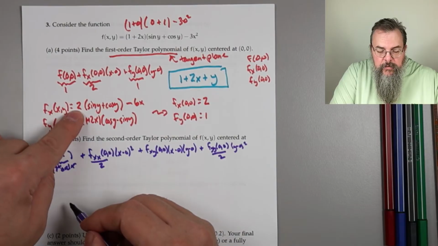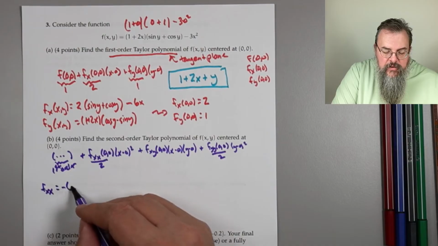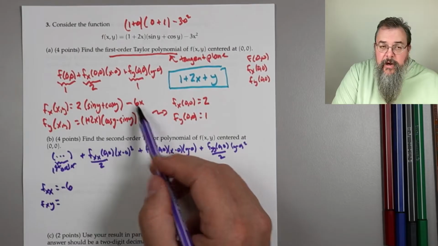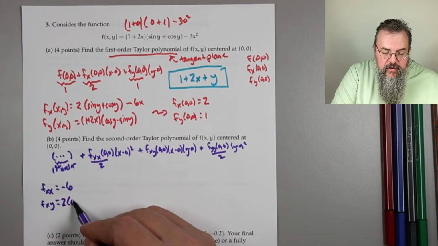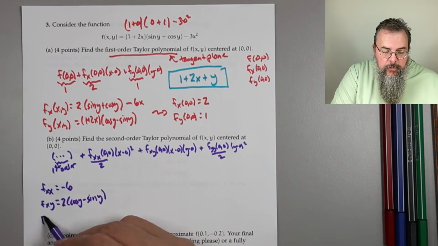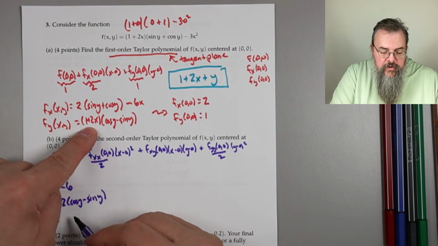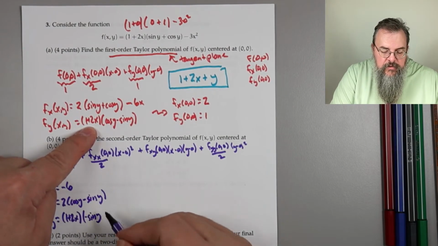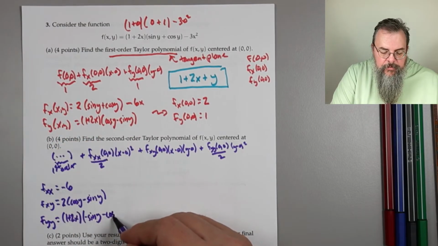fxx. All right, well, that doesn't have any x's, so we have a negative 6. fxy. All right, that minus 6x is going to go away, so we have 2. Derivative of sine is cosine y. Derivative of cosine is negative sine y. And then fyy, well, what will that be? Well, 1 plus 2x is a constant. And then derivative of cosine is negative sine. Derivative of sine is cosine. So derivative of cosine y is negative sine y, derivative of negative sine y is negative cosine y.